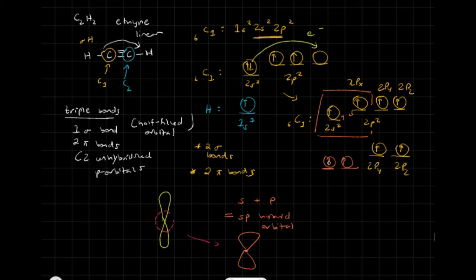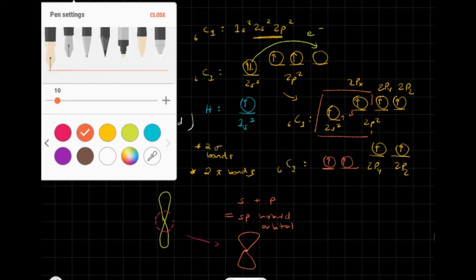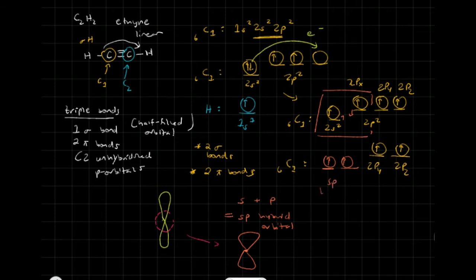Okay, but this here is basically, I'm just going to write this out, the sp hybrid orbitals. So this is basically the sp subshell. Yeah, so it's the sp hybrid subshell. Good. So that's the sp hybrid subshell, and now you're going to have to have two sigma bonds, right?